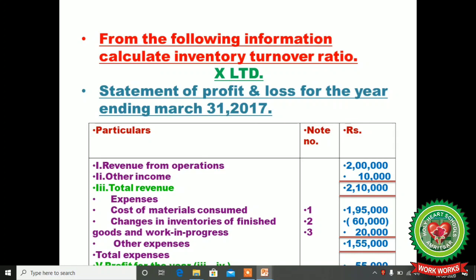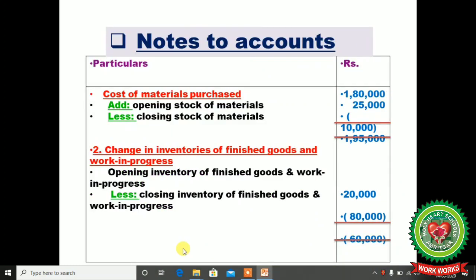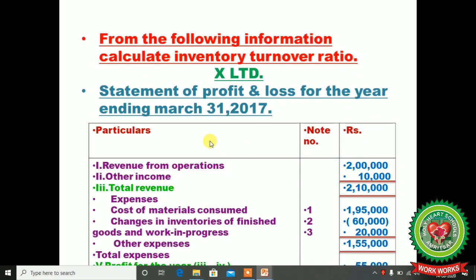Now a practical problem. From the following information, calculate the inventory turnover ratio. X Limited, statement of profit and loss for the year ending March 31st, 2017. Particulars, note number and amount are given. Here revenue from operations is directly given in the statement. Other income, total revenue, expenses, cost of raw material consumed, change in inventories of finished goods, and other expenses are given. So how to find out? See the notes to accounts. First of all, cost of raw material purchase, add the value here, cost of raw material consumed.